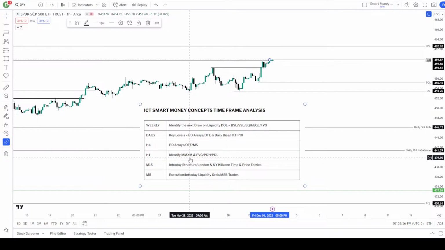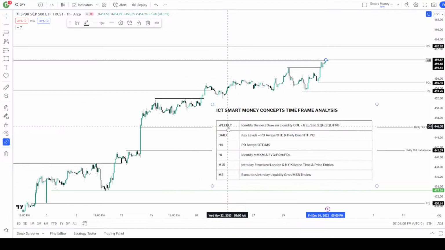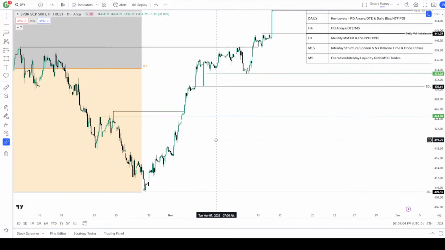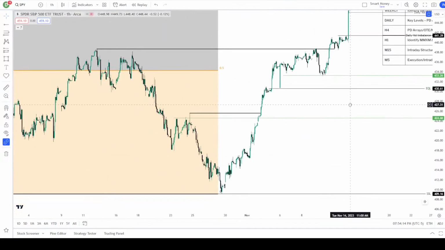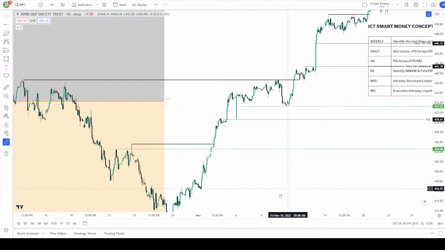Then we're looking at market maker buy or sell model. Okay, that comes from the most recent optimal trade entry. So again, we haven't really seen any evidence of a true market maker buy or sell model. And so I can't in good faith say we're in a market maker buy model mode. But we are just rallying.